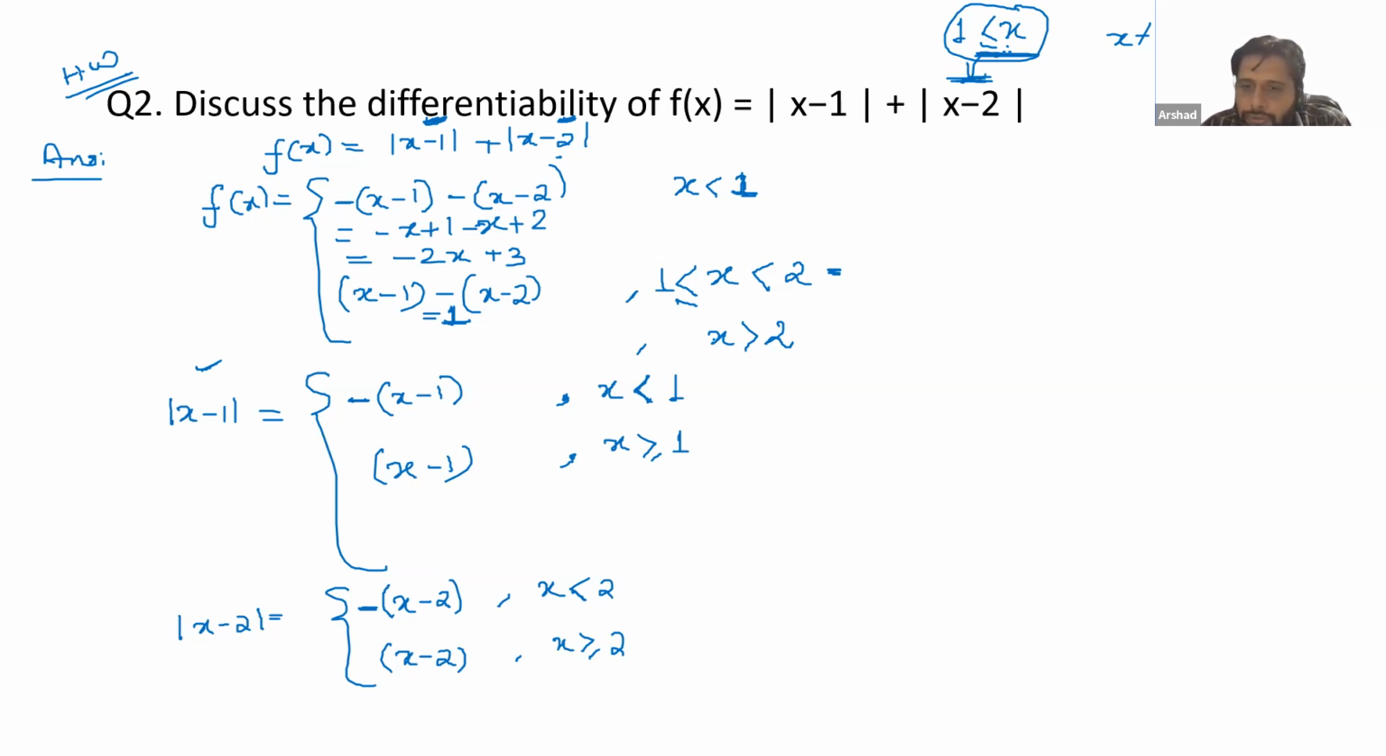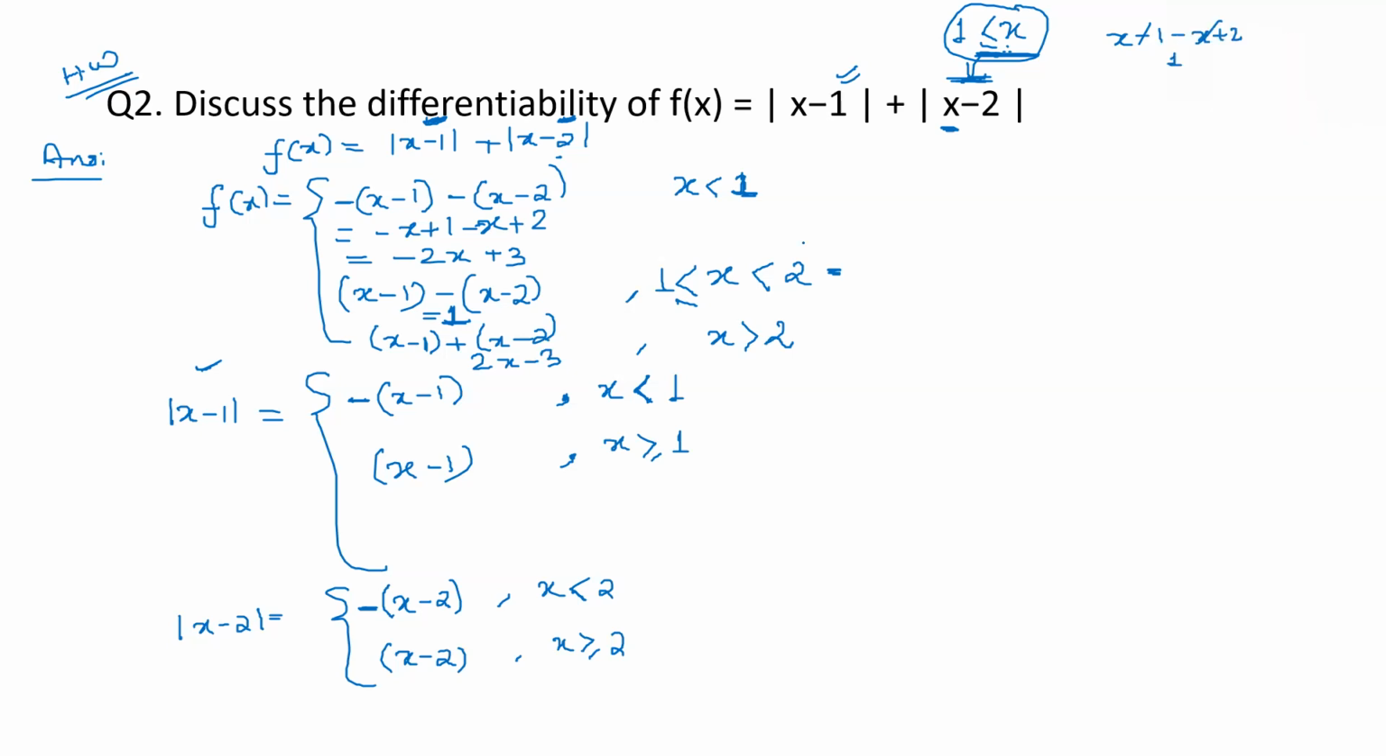Who is left? Fahad. Fahad, can you tell me, for x is greater than 2, what will we write here for mod x minus 1? x minus 1. Very, very good. For the next one, mod x minus 2, what will we write? x minus 2. Very good. Plus x minus 2. If you solve this, what will you get? 2x minus 3. Now, is this clear to everyone?